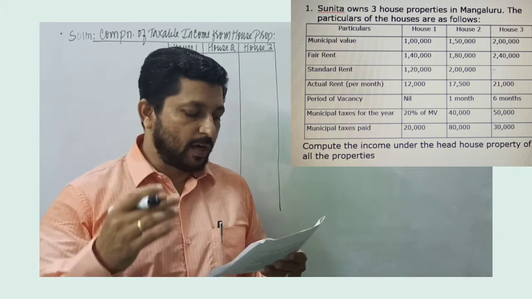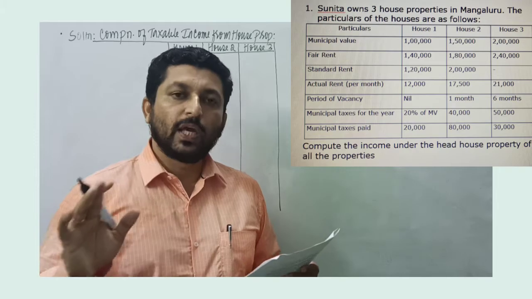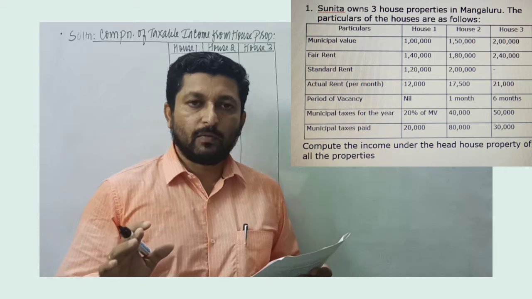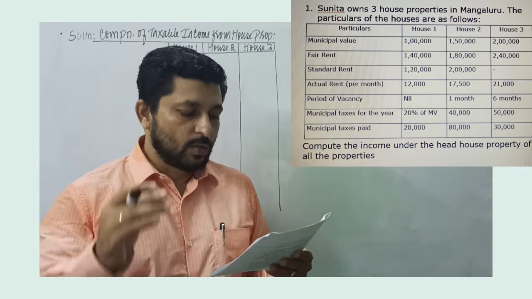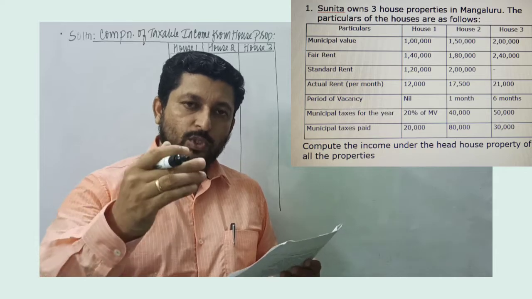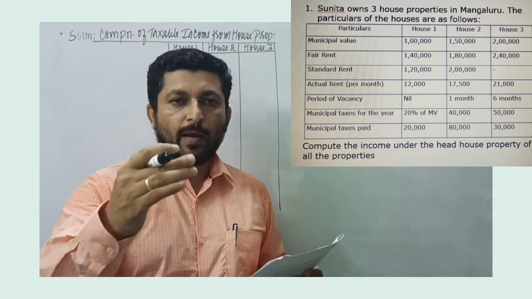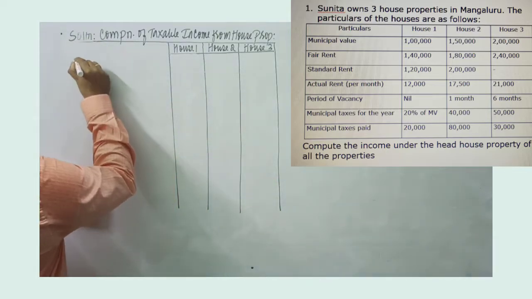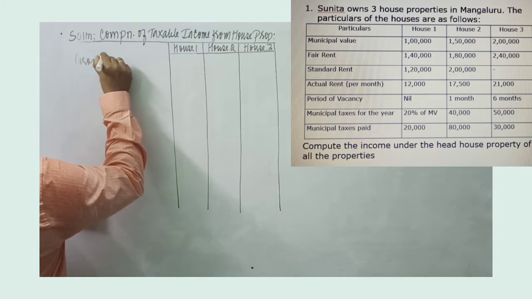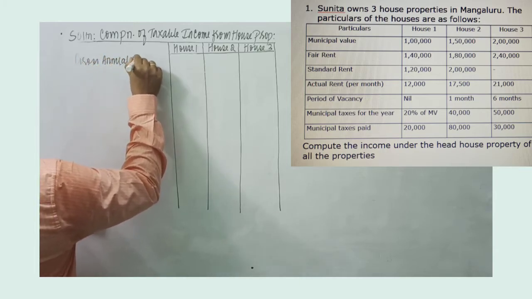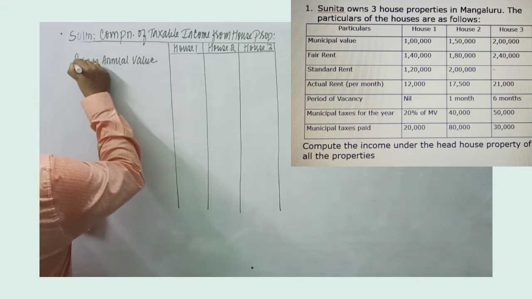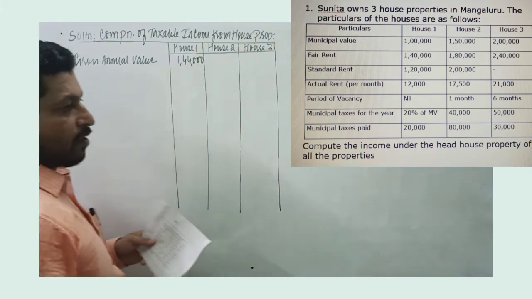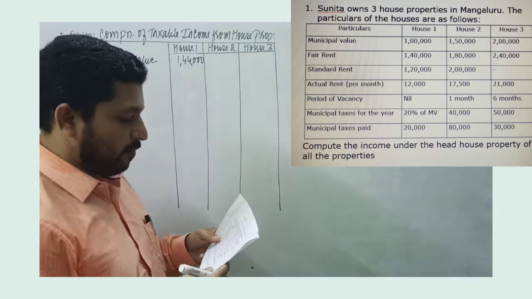and this 1 lakh 20,000 becomes expected rent. Then we are given with actual rent per month 12,000. There is no vacancy for house 1. So 12,000 is rent per month into 12. That will give you 1 lakh 44,000. So expected rent is 1 lakh 20,000. Actual rent received is 1 lakh 44,000. Among the two, whichever is higher. So the gross annual value for house 1 would be 1 lakh 44,000. That is rent 12,000 into 12. There is no vacancy at all.